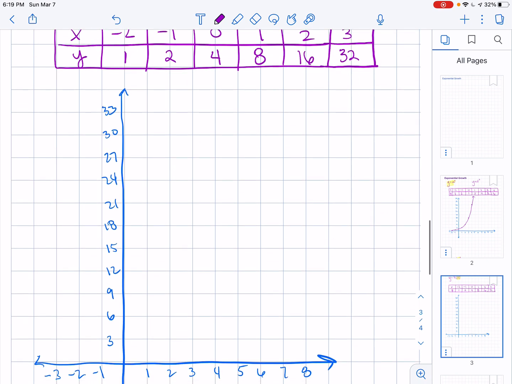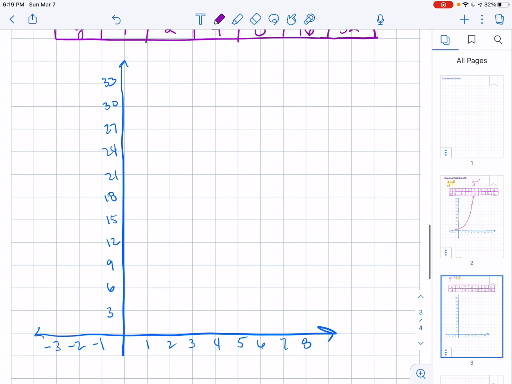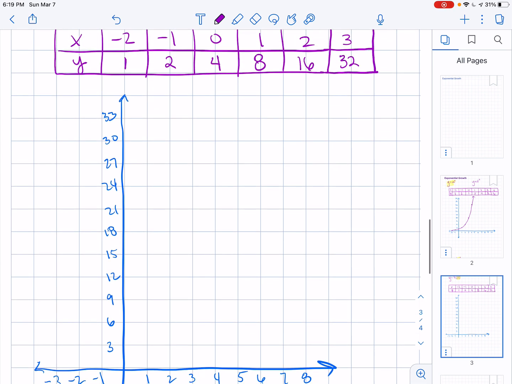So I'm going to graph these points. And again, I adjusted my scale a little bit to give me room to do this. So my x values are going by 1s. My y values are going by 3s. So at -2, this time, I'm at 1. At -1, I'm at 2.